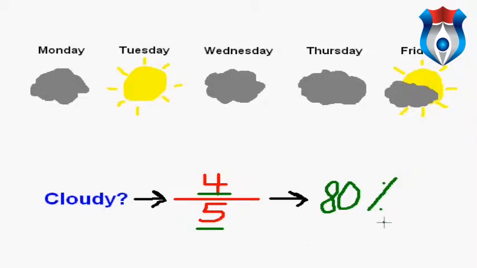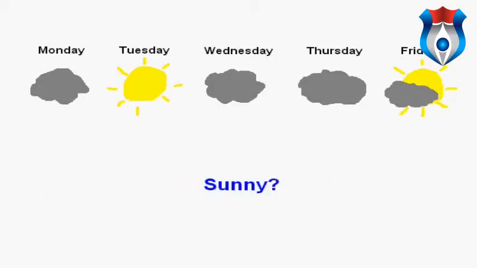Now what if I turn things around, and now I'm curious to see what the chances are that it's going to be sunny? Well, once again, I have 1, 2, 3, 4, 5 days total. And out of those 5 days, how many of them are going to be sunny? Well, I have Tuesday, and there is some sun here on Friday, so we can include that one as well. So 2 out of the 5 days are going to be sunny.